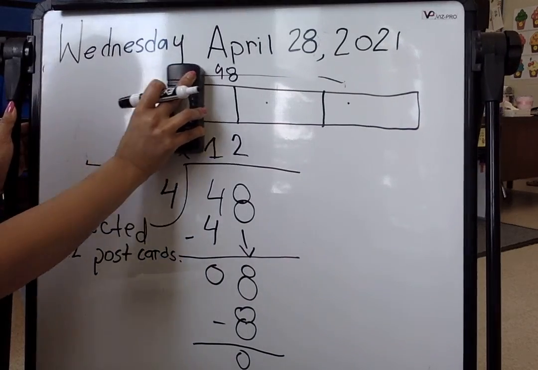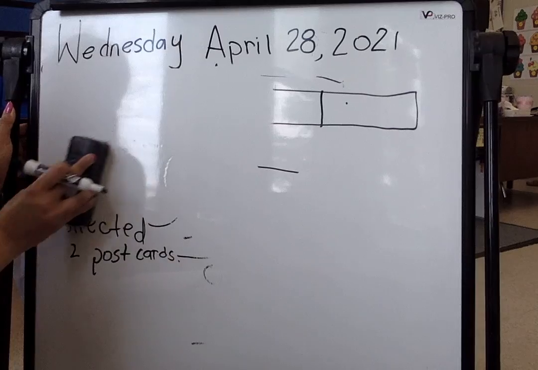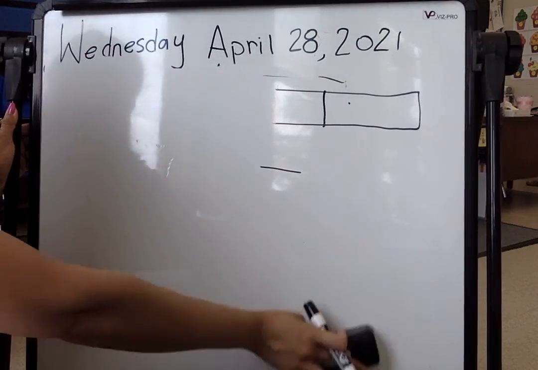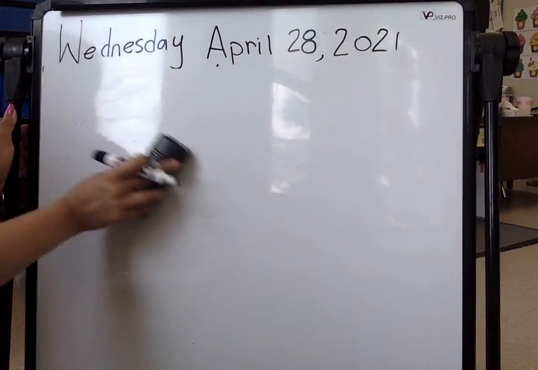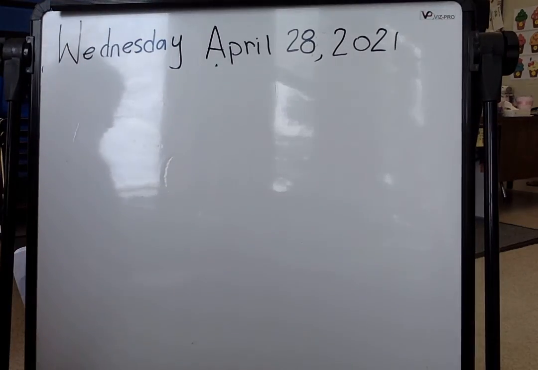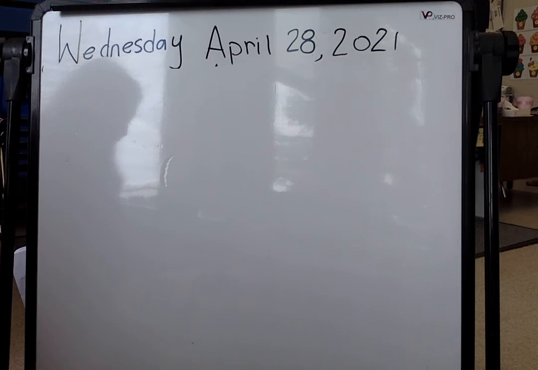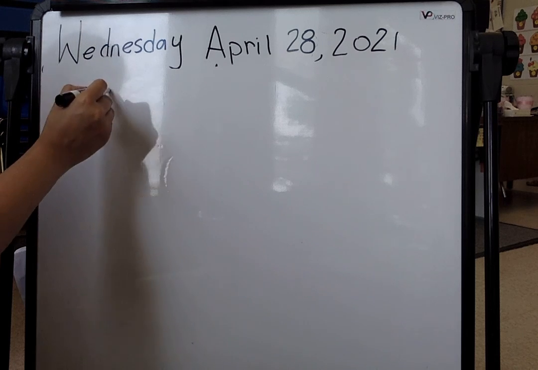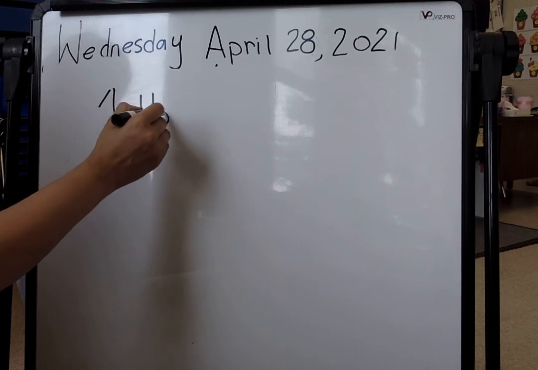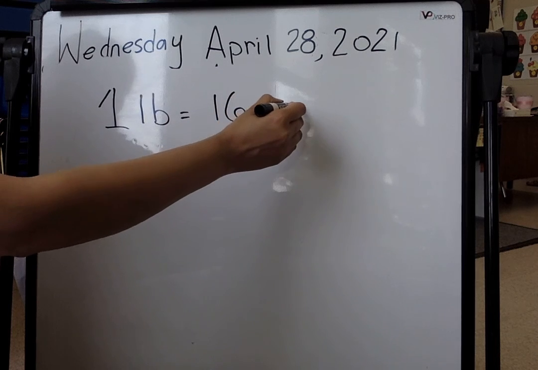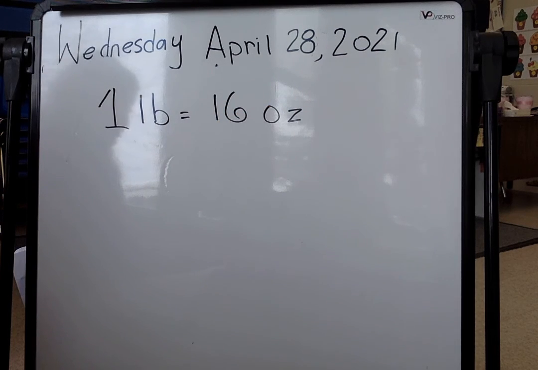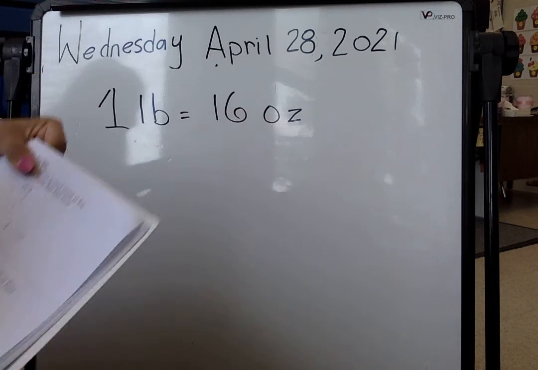Again, grades 3, at any point, if you feel this is too fast, please pause the video, do the question with me, and then move on to the next one. Okay, question 7 says, Kathy bought 1 pound of flour. She used 9 ounces of it to bake a cake. How much flour did she have left? So 1 pound equals 16 ounces. And how many ounces did she use? According to this question, she used 9 ounces.